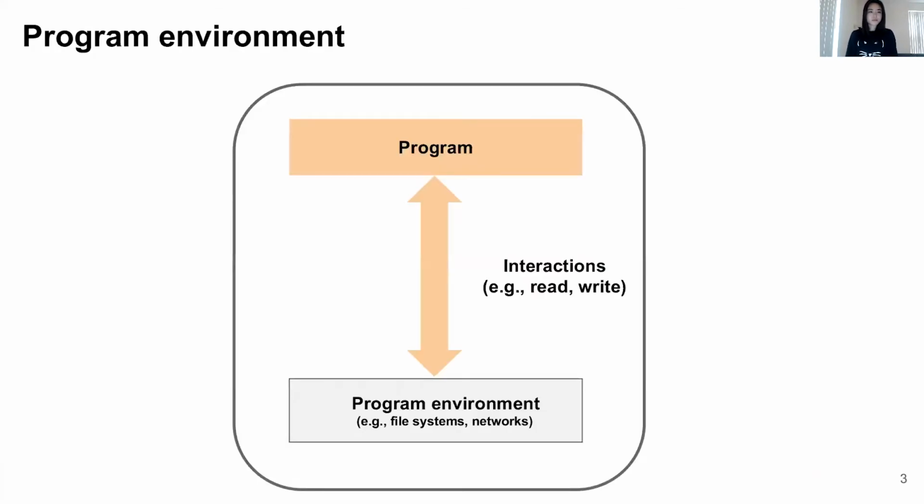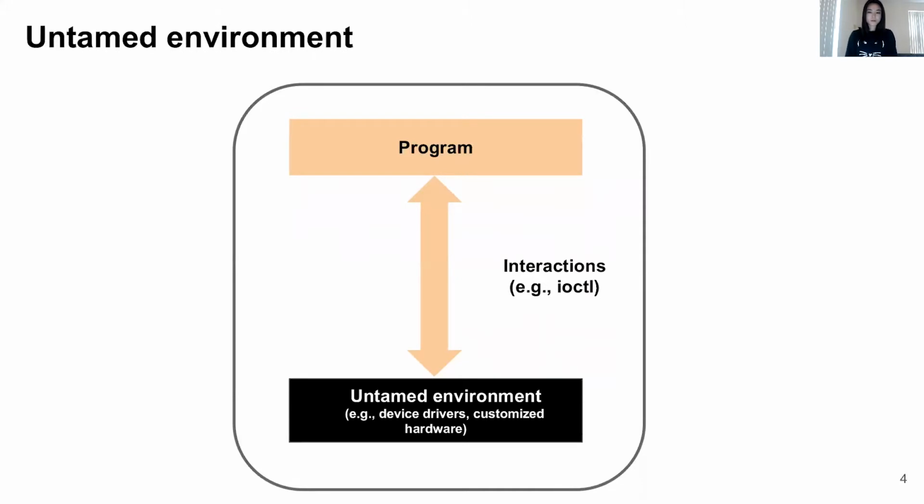To answer this, let's first define a program environment. A program may interact with other components in the system during its execution. We define those components as a program environment. When doing analysis like symbolic execution, people can either model or virtualize the environment if it is simple, for example, file systems and networks. However, when the environment is complex, like device drivers and customized hardware, it cannot be modeled nor virtualized. We refer to such an environment as untamed environment.